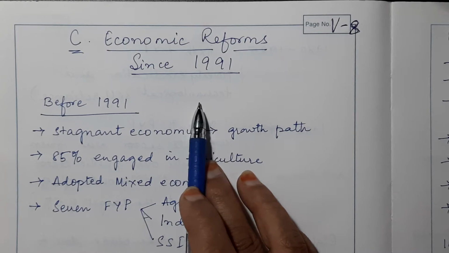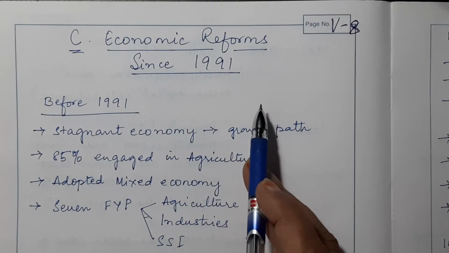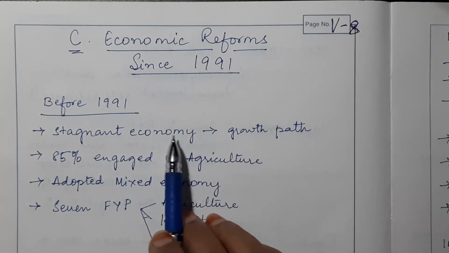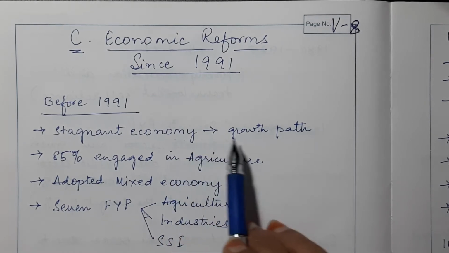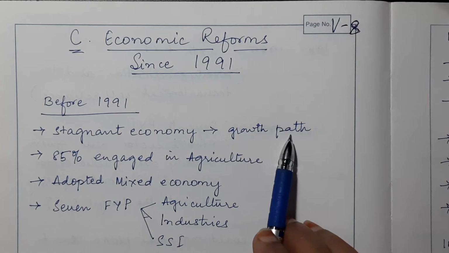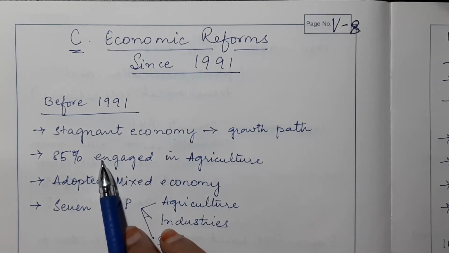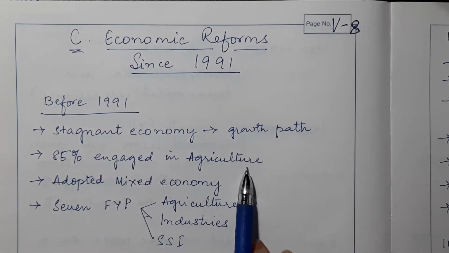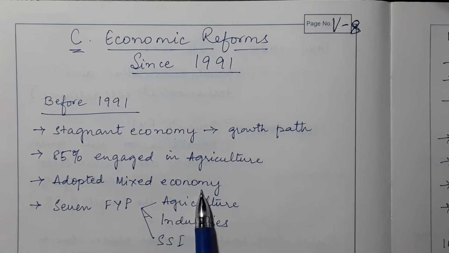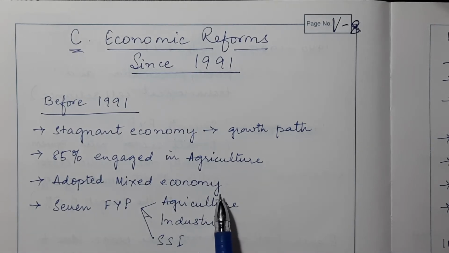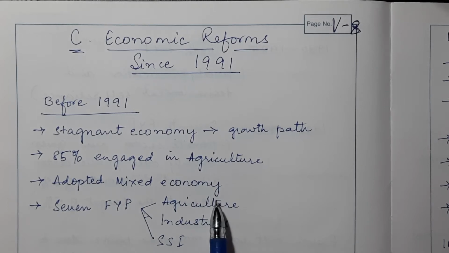So what happened from 1947 to 1990? We know that we had a stagnant economy, but after independence, the economy started to grow. And we also saw that 85% of the population was engaged in agriculture. And after the independence, we adopted the mixed economy, which is a combination of socialist and the capitalist economies that would look into the social welfare as its main motive.